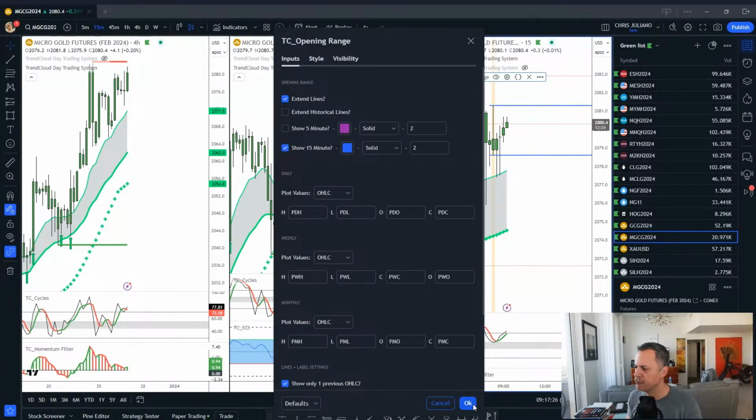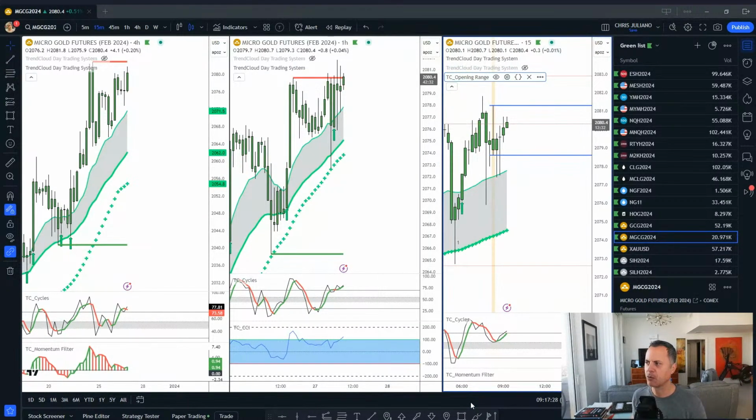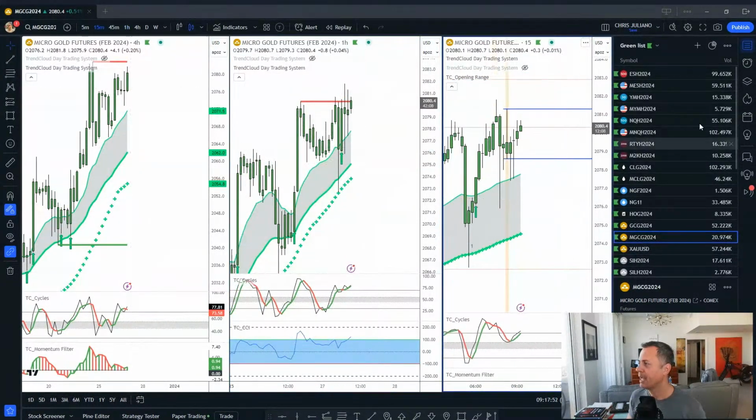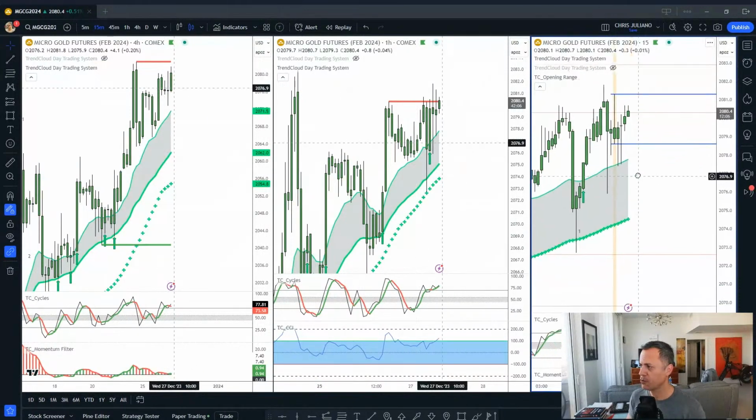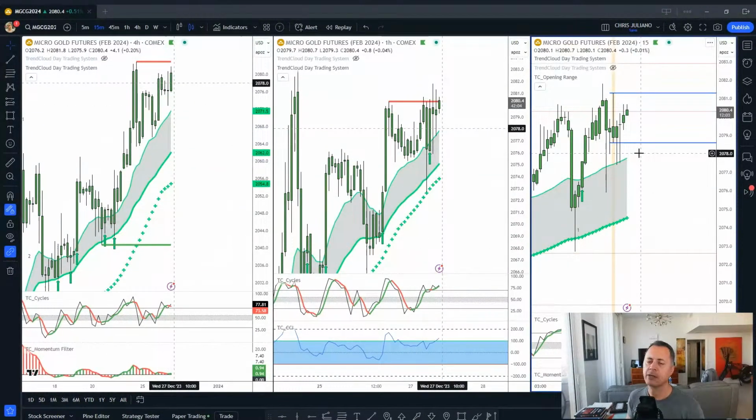And guys, the TrendCloud system comes with all of these tools. This is everything that you need to trade the opening range breakout on the futures markets, okay? That is specifically why we built this. And it's going to color coordinate your charts for you. If you see green across the charts, well, you know you're going long, right?